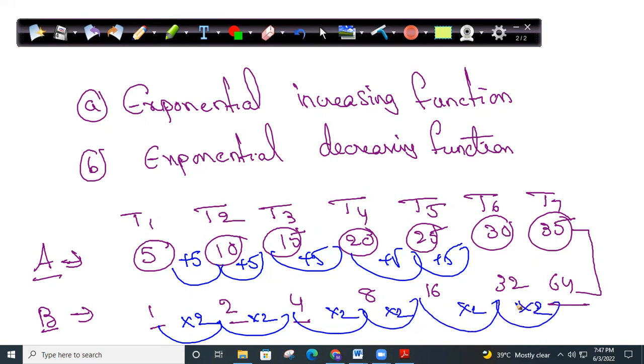So, what is an exponential function? An exponential function is something that gets multiplied. What is a linear function? It is something that gets added or subtracted.